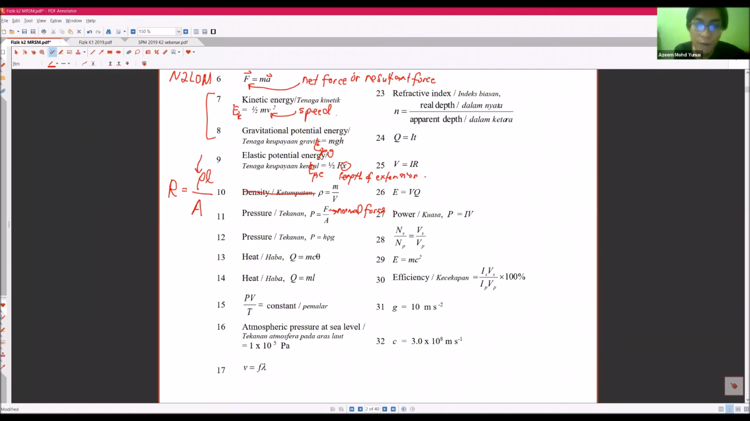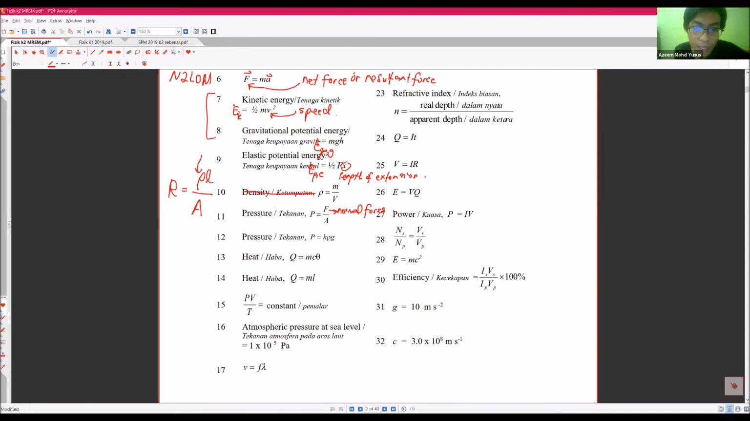So you cannot say just force over area. Sometimes it's acceptable, but sometimes it's not. So to make sure you always get the mark, your answer needs to say normal force over area. Again, this is in the syllabus, which you already learned in Form 2.